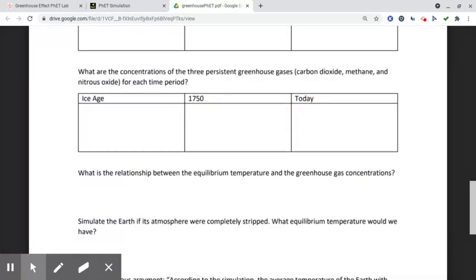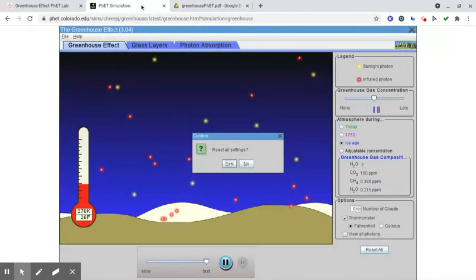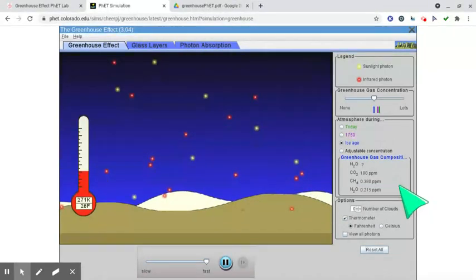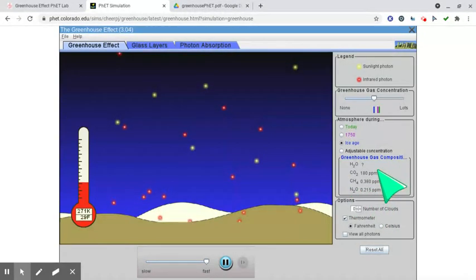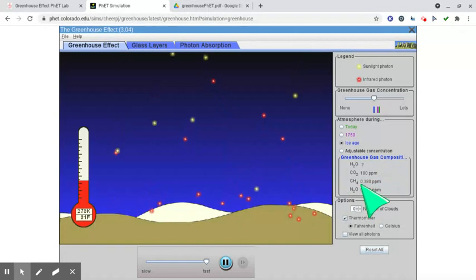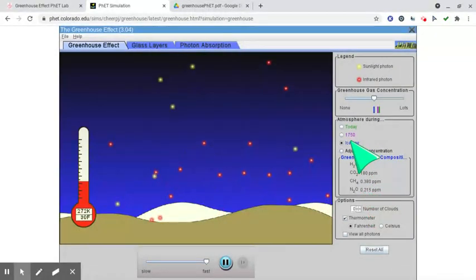All right, what are the concentrations of the three persistent greenhouse gases, carbon dioxide, methane, and nitrous oxide for each time period? So we need to go back and look at those. We'll wait to reset it. But right here, this greenhouse gas composition, that's what you're going to write down. So for the ice age, CO2 is at 180. Methane was at 0.380. And nitrous oxide was at 0.215.